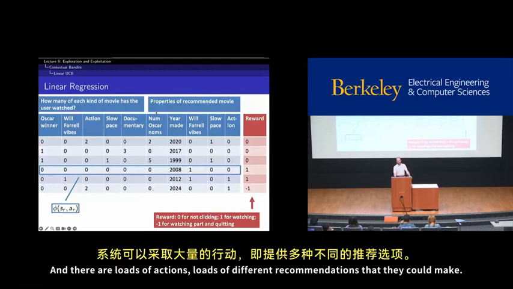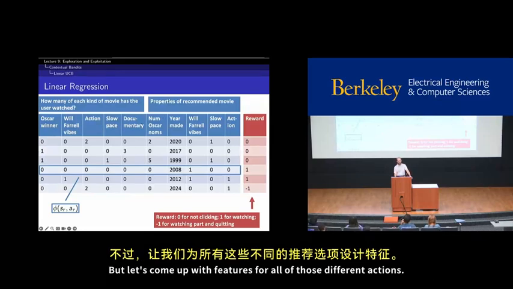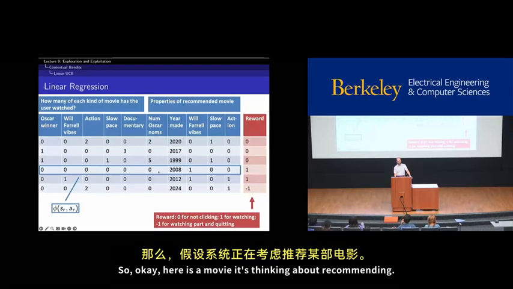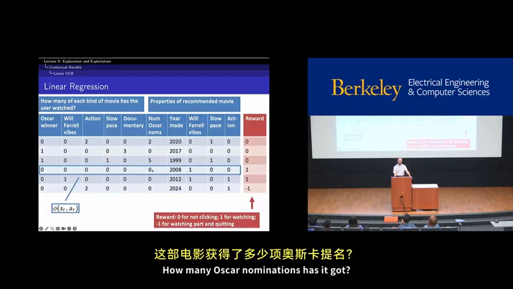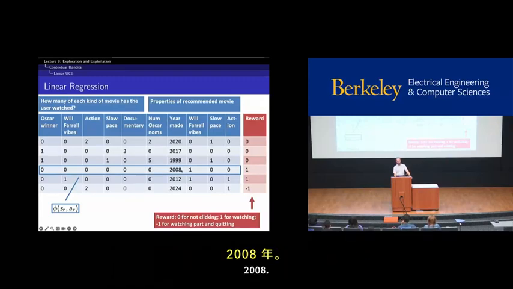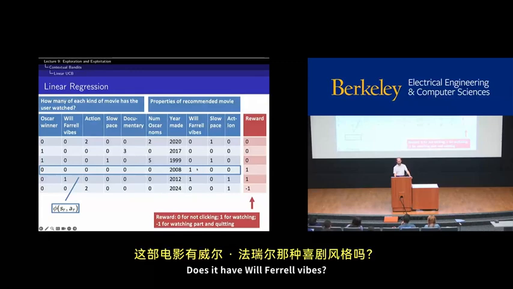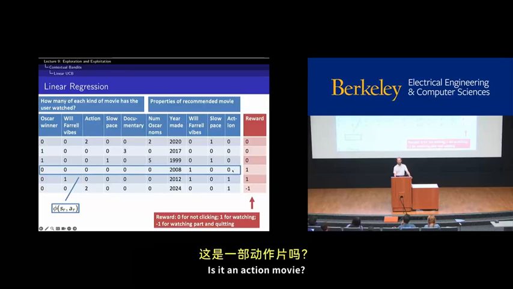And there are loads of actions, loads of different recommendations that they could make, but let's come up with features for all of those different actions. So, okay, here's a movie it's thinking about recommending. How many Oscar nominations has it got? None. What year? 2008. Does it have Will Ferrell vibes? Yes. Is it slow pace? No. Is it an action movie? No.